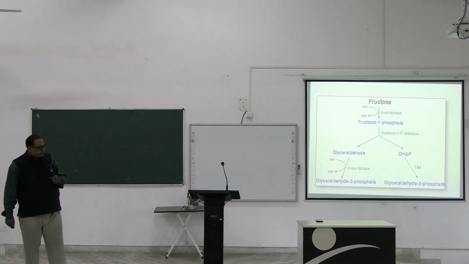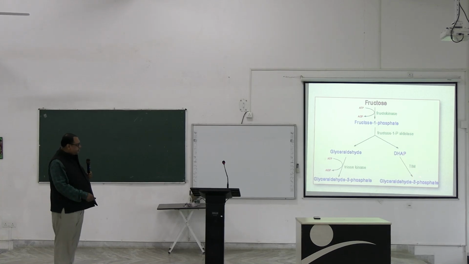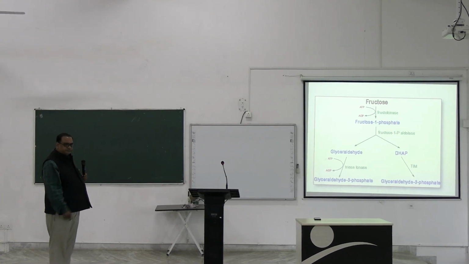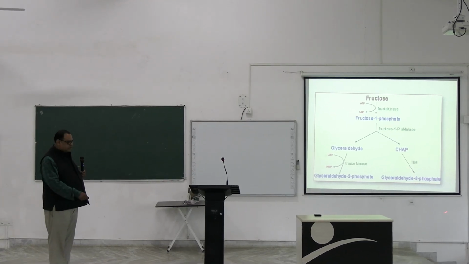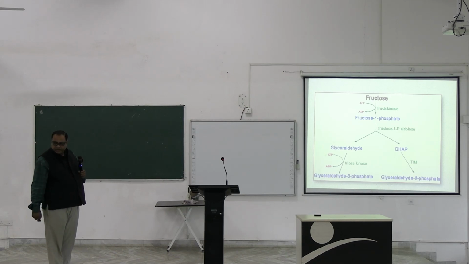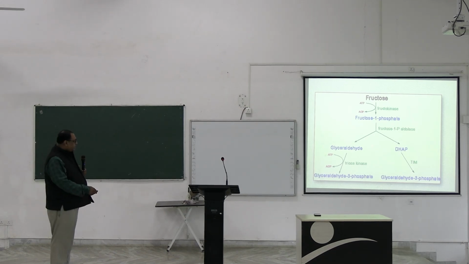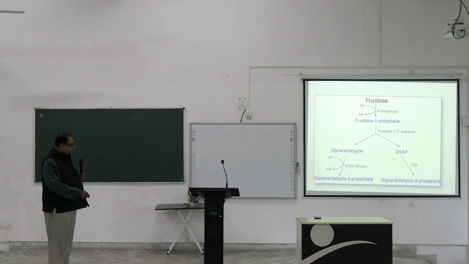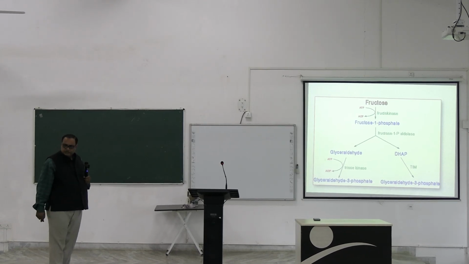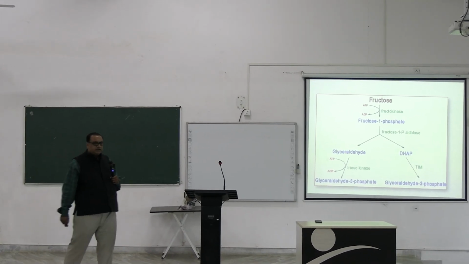Fine. From dihydroxyacetone phosphate by triose phosphate isomerase we can produce glyceraldehyde 3-phosphate and continue the glycolytic pathway. Right? But glyceraldehyde needs to get phosphorylated. So triose kinase will phosphorylate glyceraldehyde to glyceraldehyde 3-phosphate. Again this product is formed. Same product, then it will enter glycolysis.